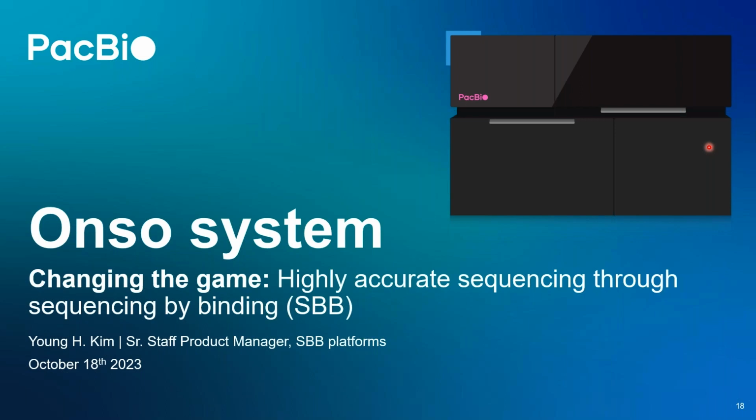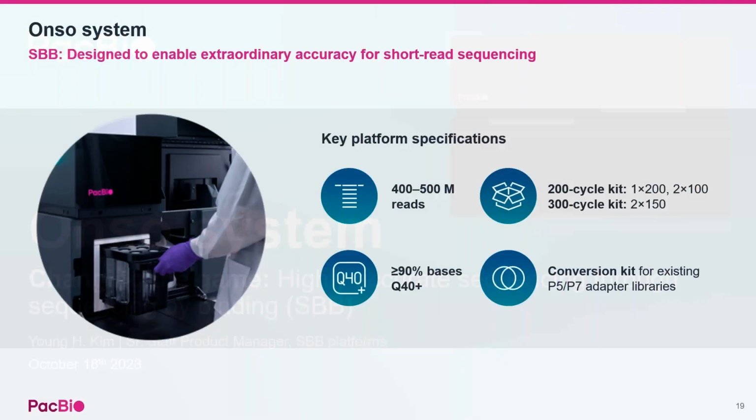Thanks, Alex, for providing a brief overview of SBB and how accurate sequencing can improve on detecting low frequency variants in liquid biopsy. So for this part of the webinar, I will walk through more details on the benefits of SBB and how the entire workflow can be easily implemented in today's NGS lab. So let's talk a little bit about the Onso system.